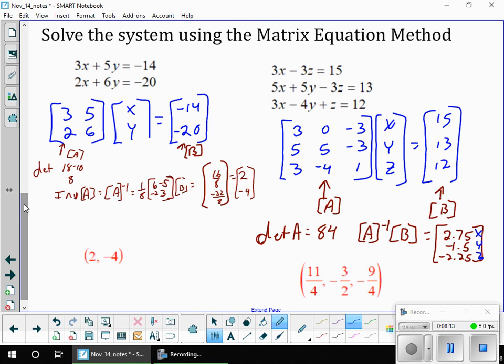Check it. 11 divided by 4 is 2.75. 3 over 2 is 1.5, but it's just negative. 9 over 4 is 2.25. I got the same answer as what the answer key says. So guess what? We have another way to solve systems of equations, and this is called the matrix equation method. We use inverse matrices to solve it. All you got to be able to do is find an inverse of a matrix and be able to multiply matrices, and you can do this method. It's all yours now.